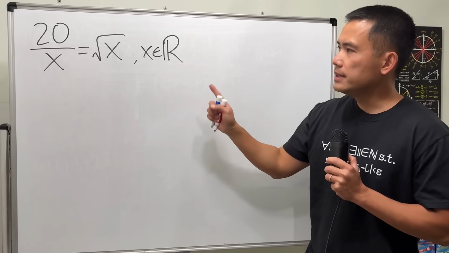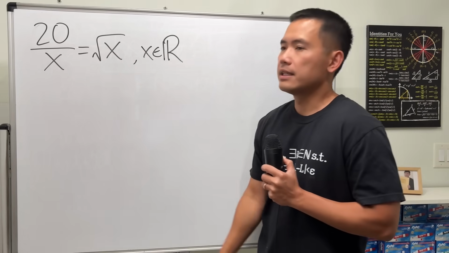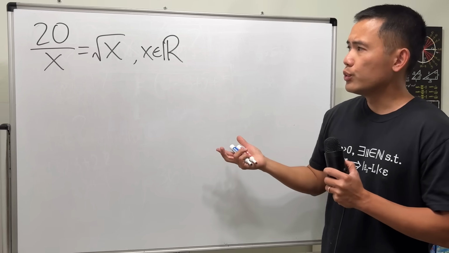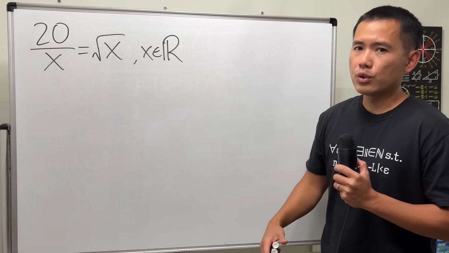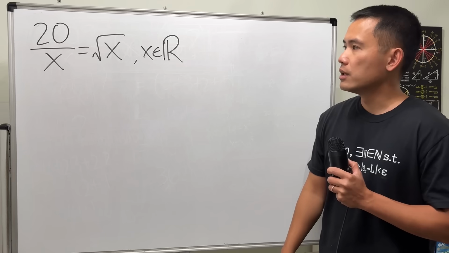Today, let's talk about this equation: 20 over x is equal to square root of x. And we just want the real solution for this. So I do have a YouTube short on this already, but I just want to provide more details, especially how you go about solving this equation.